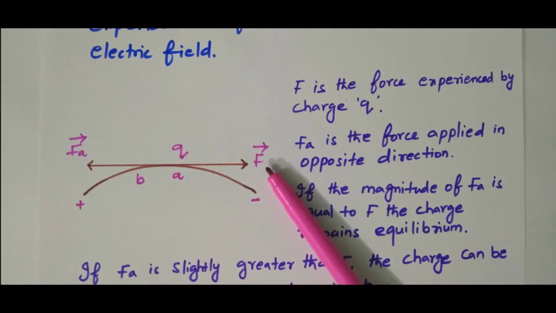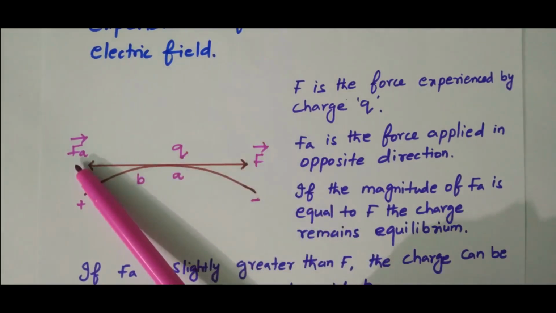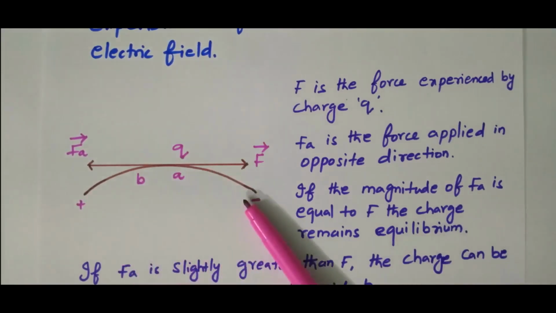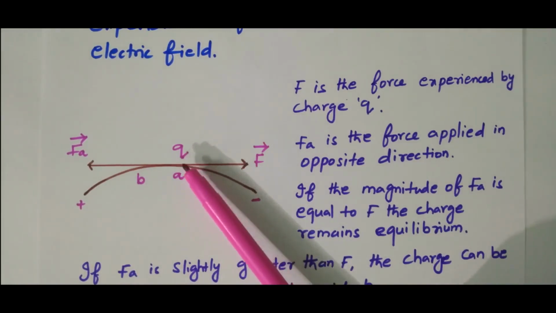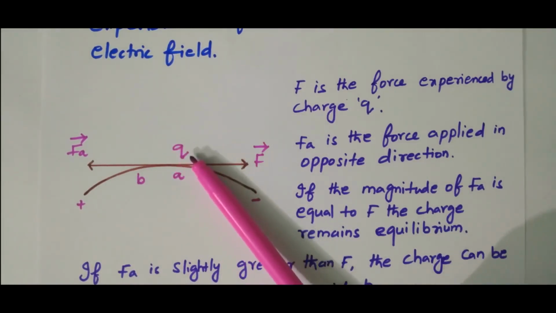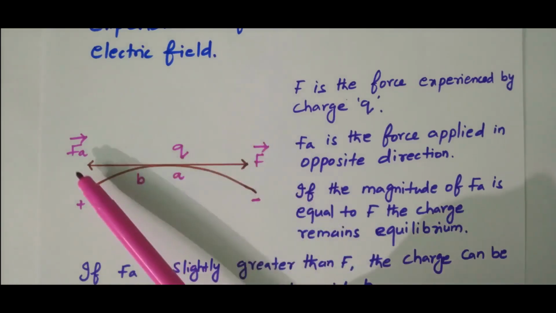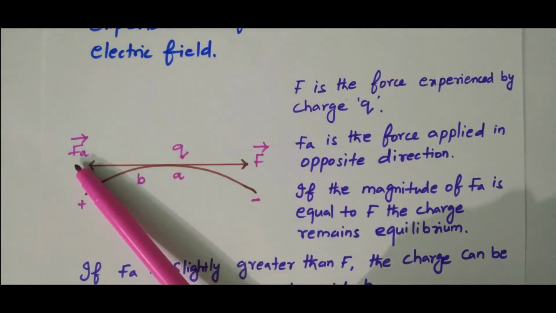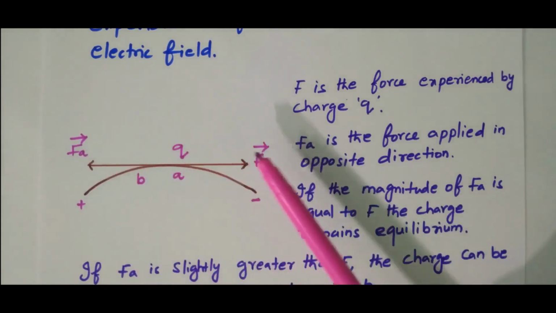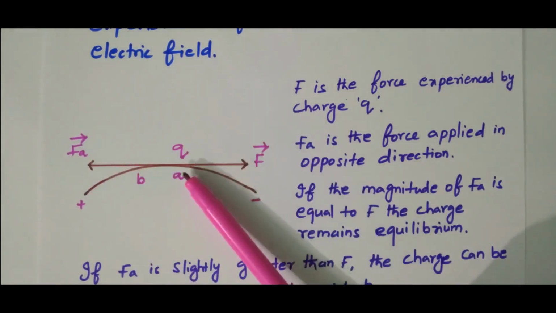Force is developed. That is called F. On the opposite side, we have the applied force, Fa. Electric field is available, charge is placed. Due to the electric field, this charge experiences a force that is nothing but F. On the opposite side, we are applying one more force, Fa. If both are equal, then the charge will remain in the same place.